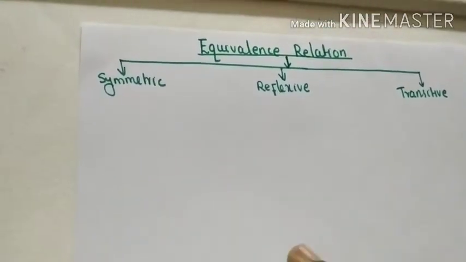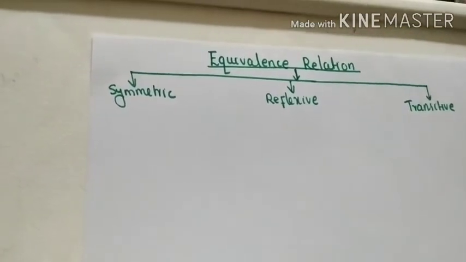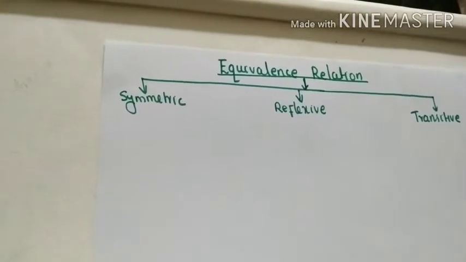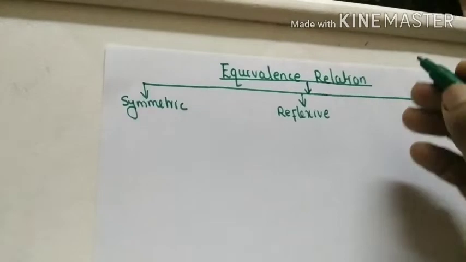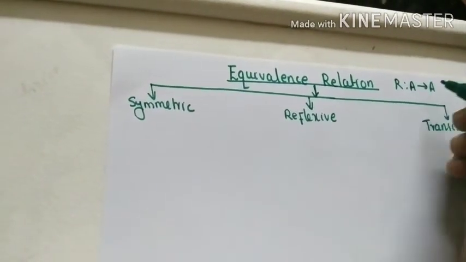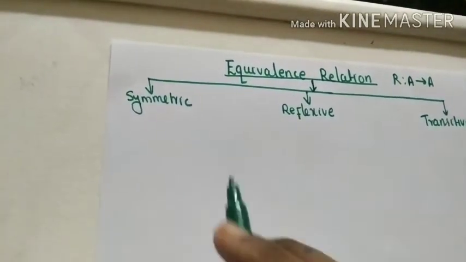Even though a relation would be from one set to another set, here we talk about equivalence relation, so we would be discussing a relation which moves from A to itself. That is R from A to A. Let's take them one by one.